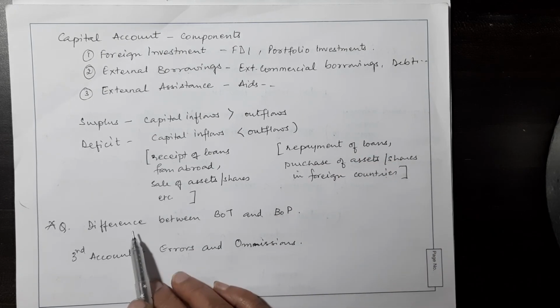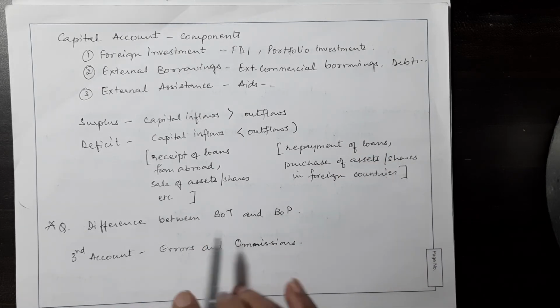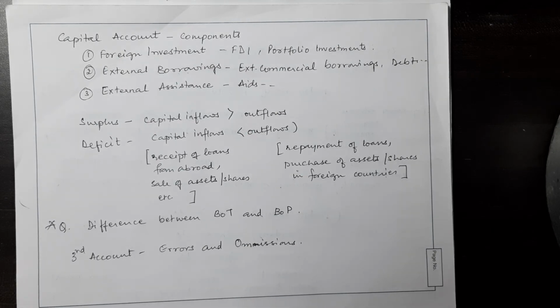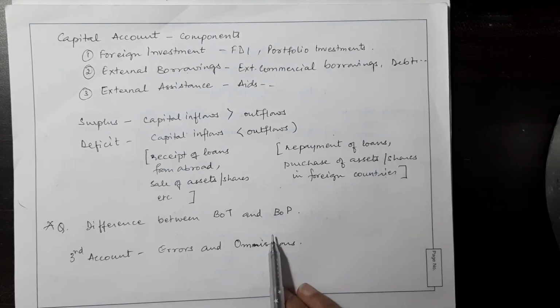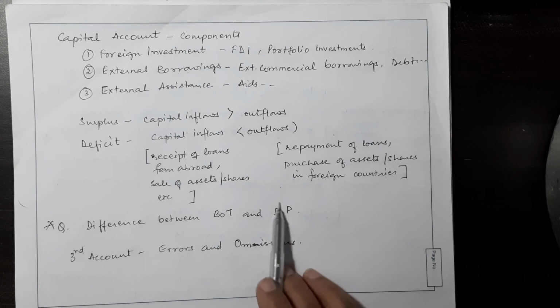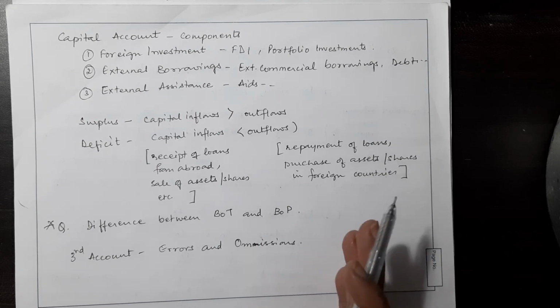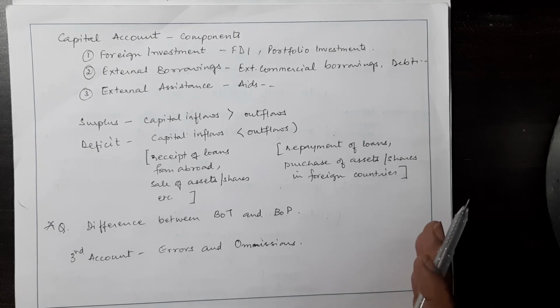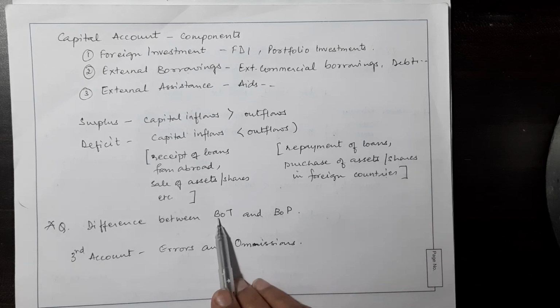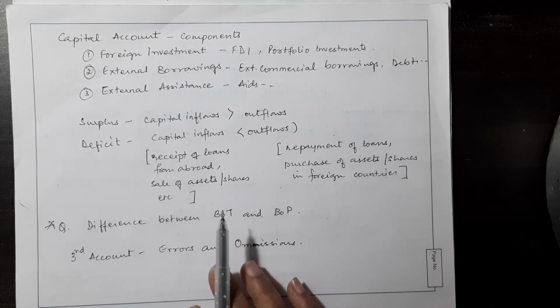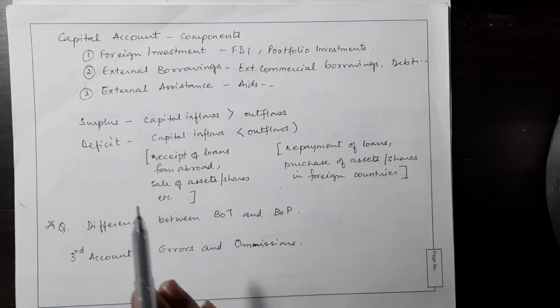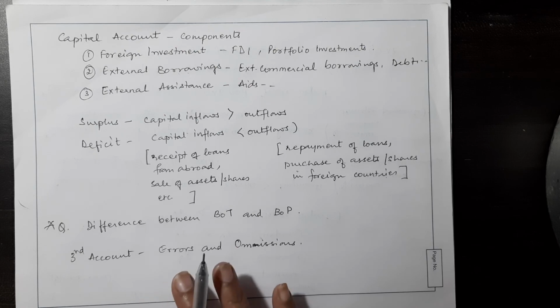Okay. Then here what are important questions is difference between the balance of trade and the balance of payments. So balance of payment is a broader concept which includes the current account as well as the capital account, and balance of trade includes only the transactions in goods and only the goods, that is export and import of goods, visible items.